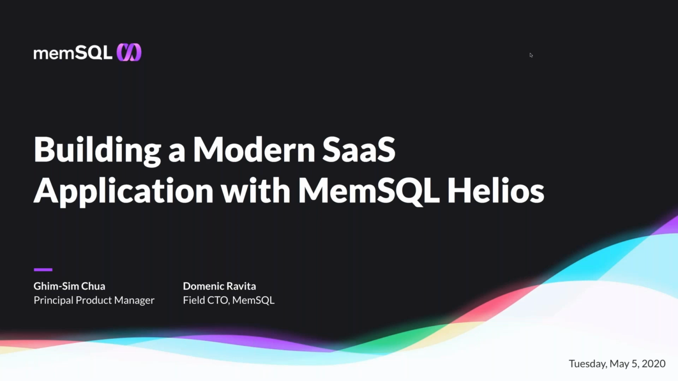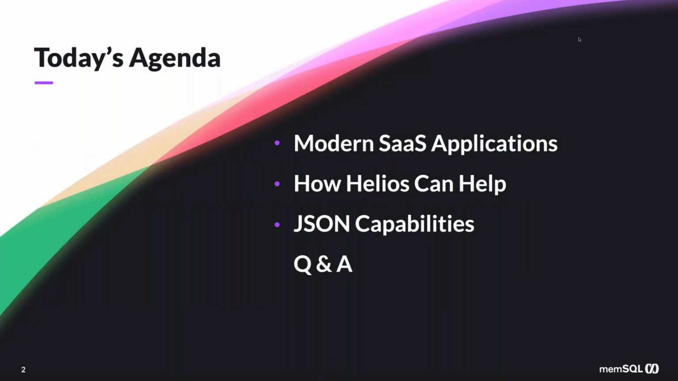Thanks, Alicia. We're really happy to be here with you today. I'll briefly cover the agenda. So we're going to talk briefly about the requirements of modern SaaS applications and how Helios delivers on that. We'll provide one customer example of that for Helios. And then my colleague Gim will go into one aspect of delivering the capabilities needed for modern SaaS applications.